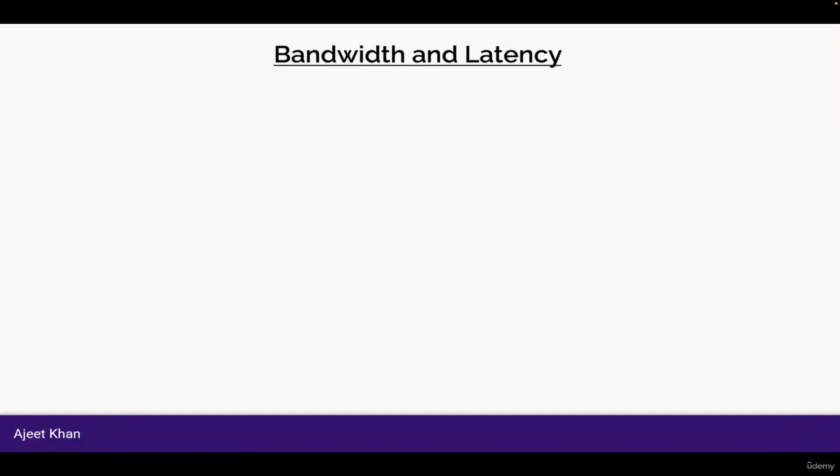In this video, we are going to learn about the factors affecting speed. The primary factors are bandwidth and latency. But before going to understand about bandwidth and latency, let us first understand why speed is necessary.